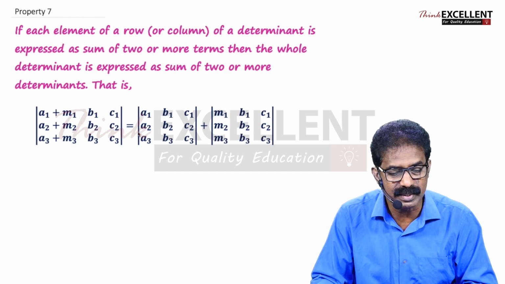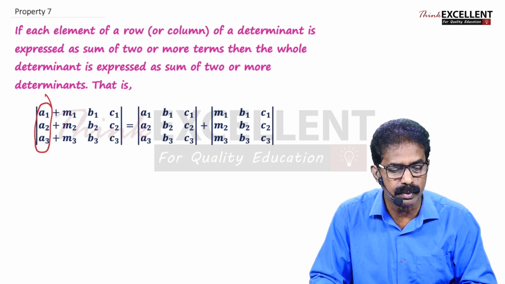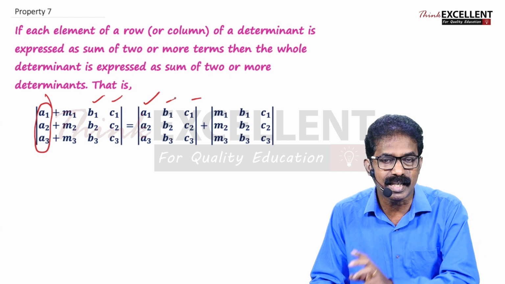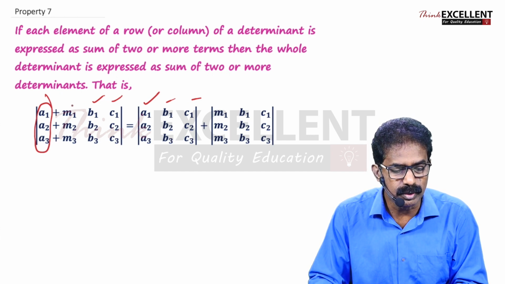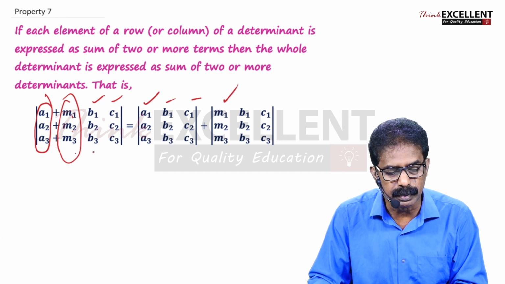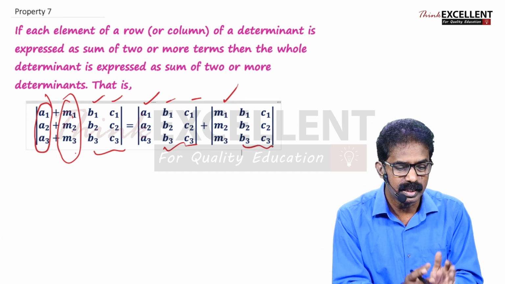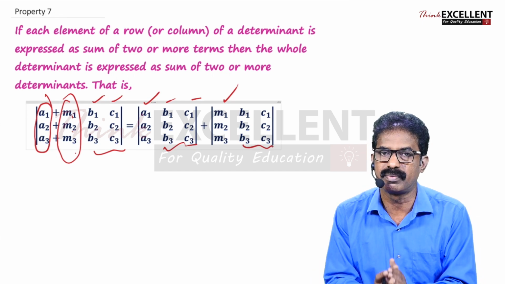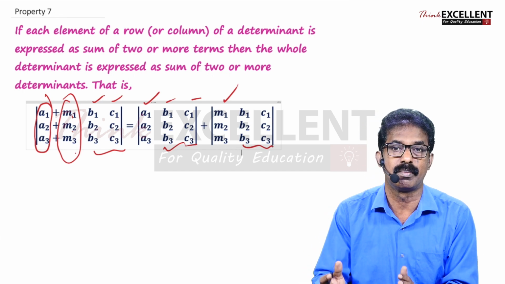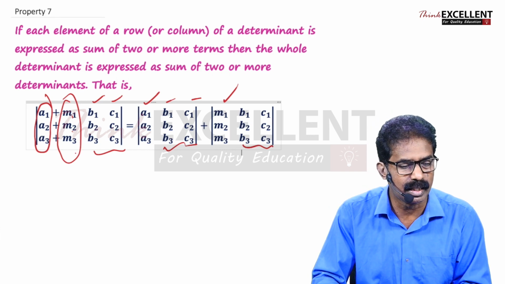How to do it: in the first determinant, you take only the first elements, A1, A2, A3. Second column, third column, just write as it is. When you write the second determinant, in the first column, you take the second elements, M1, M2, M3. Remaining second column, third column remain the same, right? Here, the first column is expressed as a sum of two terms, so you can write it as a sum of two determinants. The first column, in the first case you take the first elements, in the second case you take the second elements.